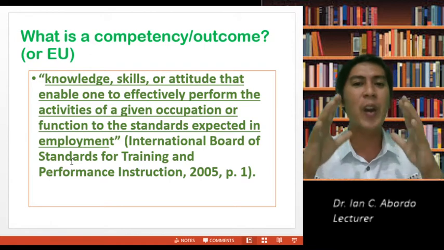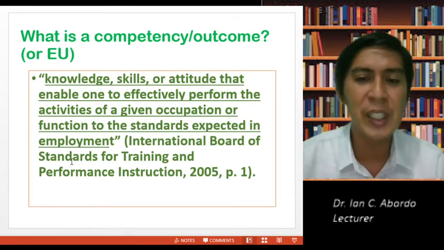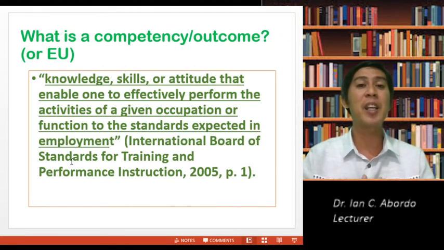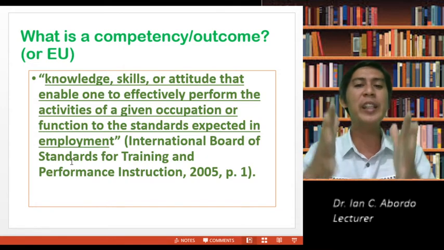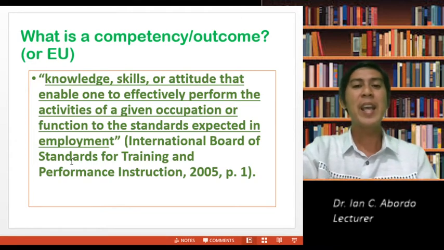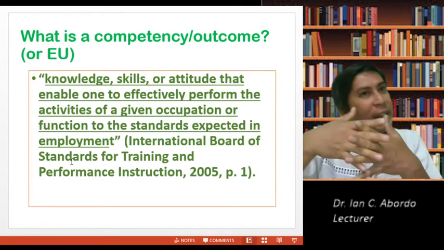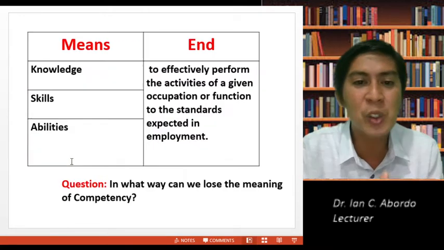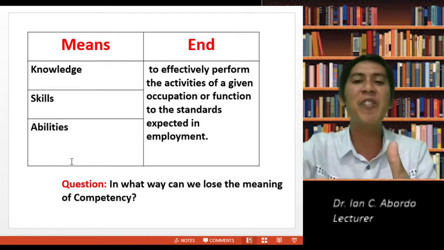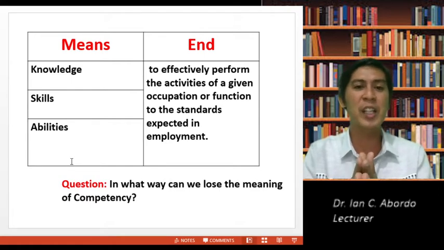Knowledge, skills, or attitude that enable one to effectively perform the activities of a given occupation or function to the standards expected in employment. See? So knowledge, skills, and attitude that enable one to perform. So here is a competency. You have knowledge, skills, attitude, but those are just means. The end is, according to the definition, to effectively perform the activities of a given occupation or function to the standards in employment.